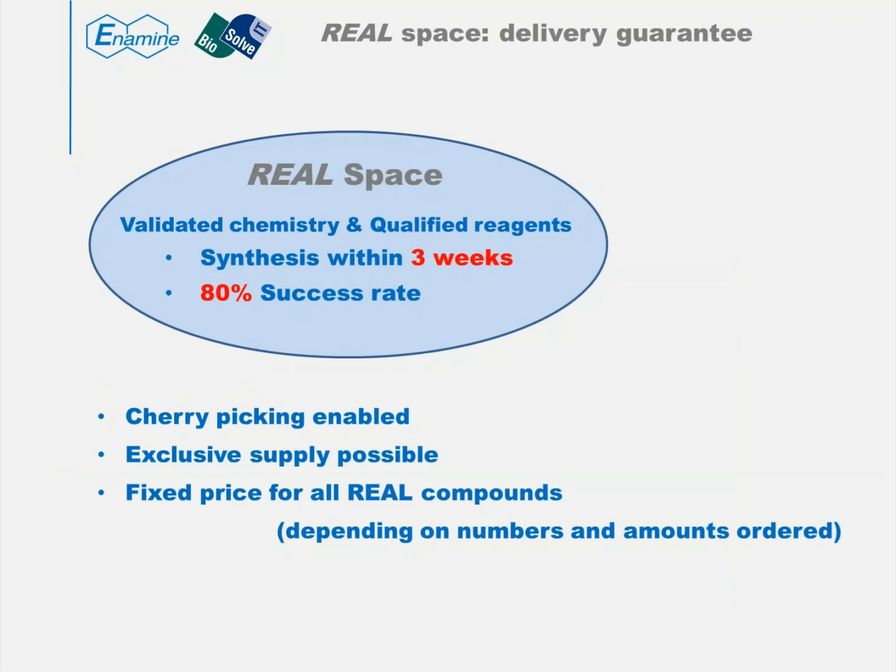Okay, yeah, as I mentioned before, this Real Space is designed to be delivered by parallel chemistry that is good for library synthesis. And you can get compounds there as fast as 3 weeks. I mean, to be synthesized in 3 weeks. And the success rate for the Real Space, we expect over 80%. You don't need to select the libraries. You can do the cherry picking.